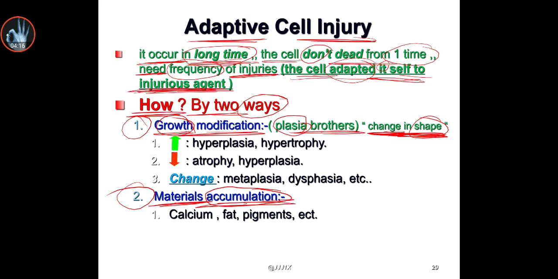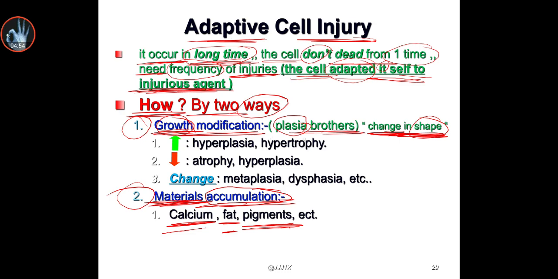الطريقة الأخرى for adaptation is material accumulation، إنه يحصل تراكم من بعض المواد راح نتكلم عليها. For example calcium, fats and pigments، يعني الكالسيوم يتراكم في منطقة معينة، والدهون تتراكم في منطقة معينة. Also pigments الأصباغ like ميلانين for example، صبغات الميلانين تتراكم في منطقة معينة عشان يحصل لها adaptation، عشان تتكيف لبعض الظروف اللي راح تكون قاسية على الخلية. So let's begin with growth modification.